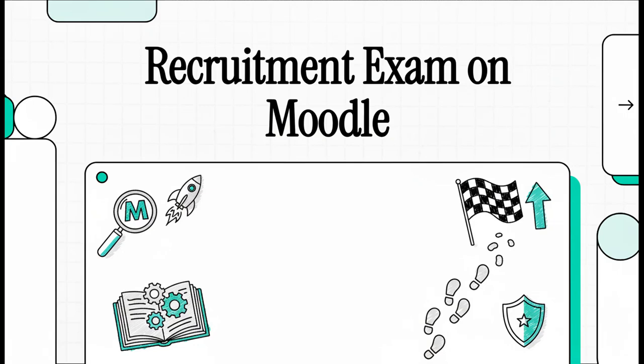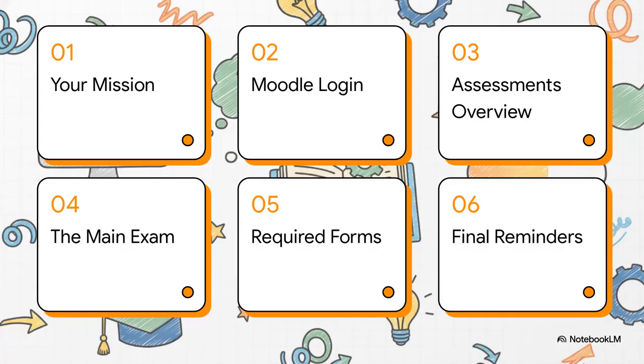All right, listen up. Consider this your official mission briefing for the intake number 41 recruitment exam. We're going to walk you through step by step exactly how to get in and successfully knock out your exam on the Moodle platform. So here's our game plan for this briefing. First, we'll get an overview of the mission. Then we'll cover logging into Moodle, finding all your assessments, executing that main exam, and then finishing up all the required forms. We'll end with some final reminders you absolutely need to hear.